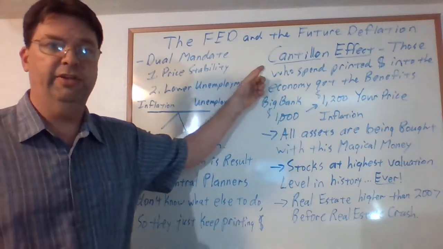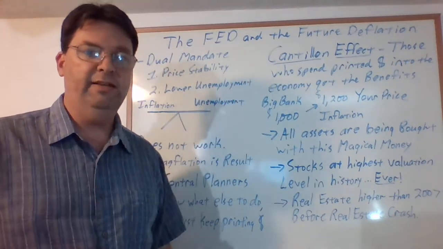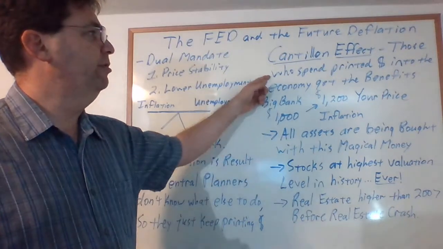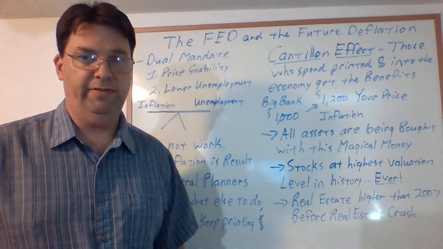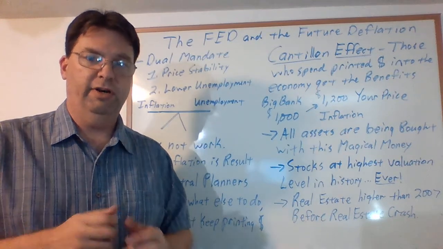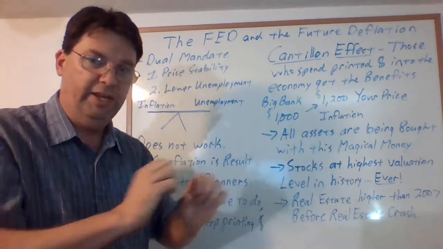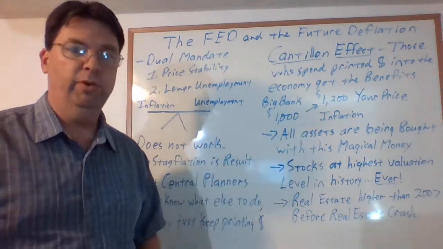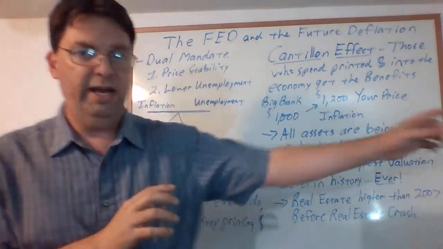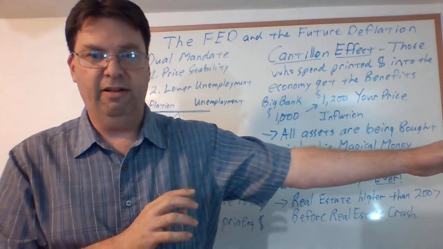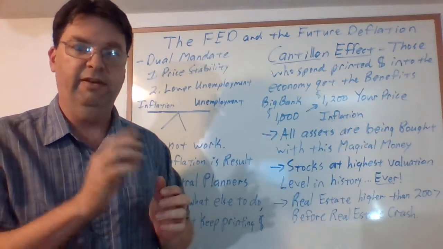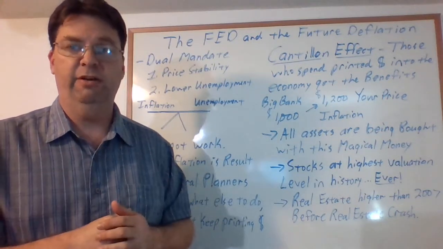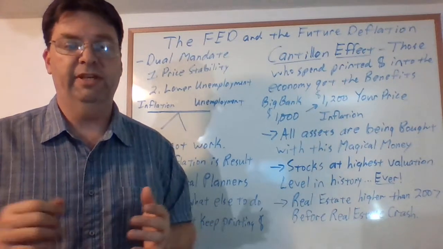And if you want to Google that, you should. The Cantillon effect says that those who spend the printed money into the economy first get the benefits. So the closer you are to the fire hose of money coming out from the Fed, the more you benefit. So the person way at the end, they don't benefit at all. But the person or entities right at the front, when that money first comes out, they benefit the most. And who is that? Those are the elites of our country.